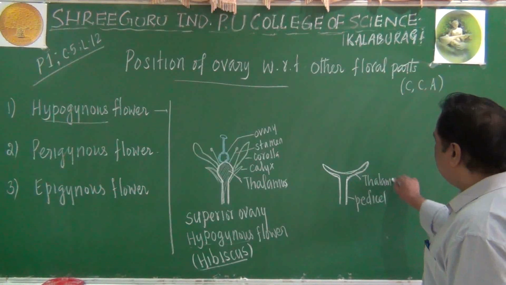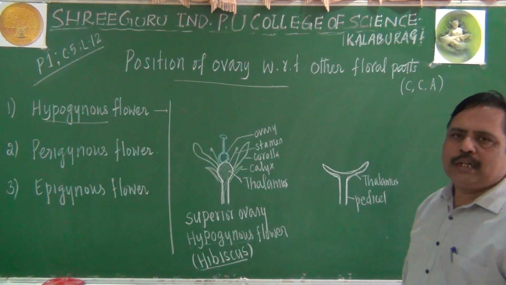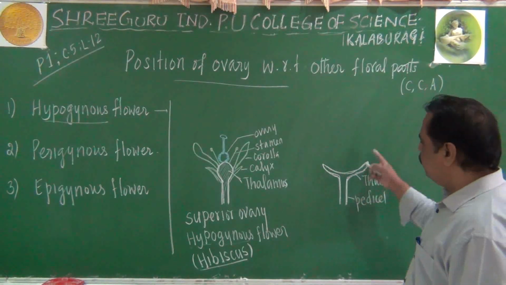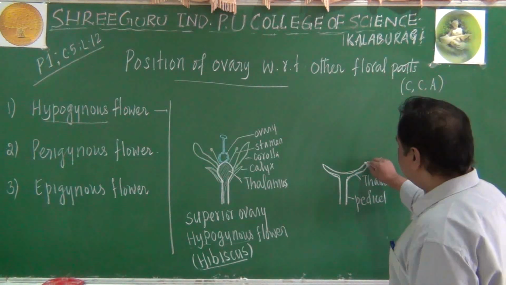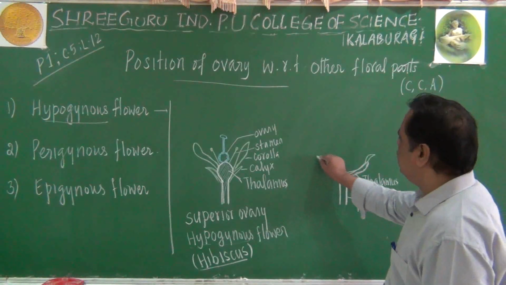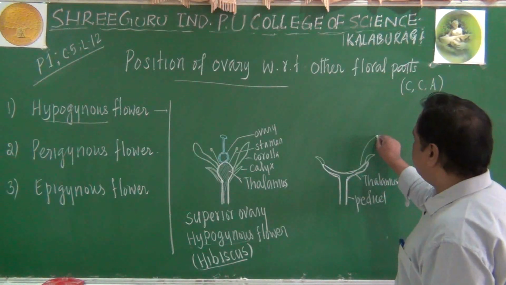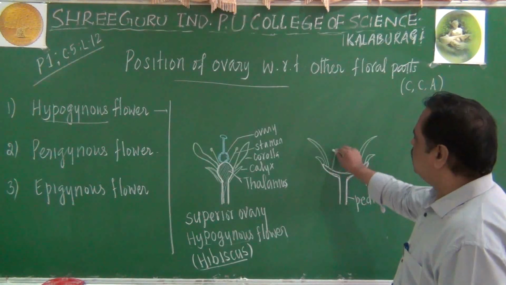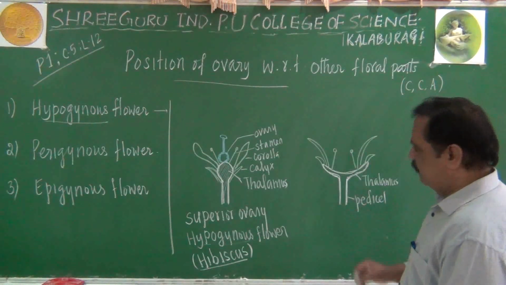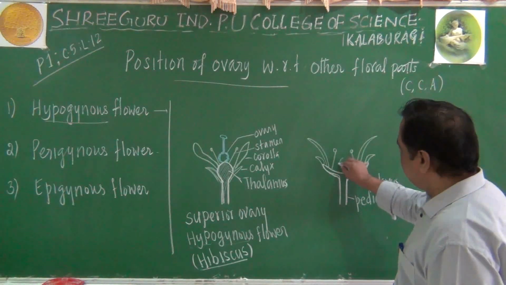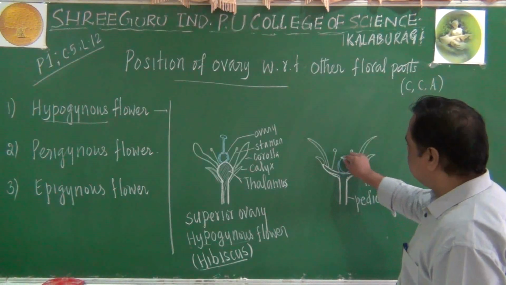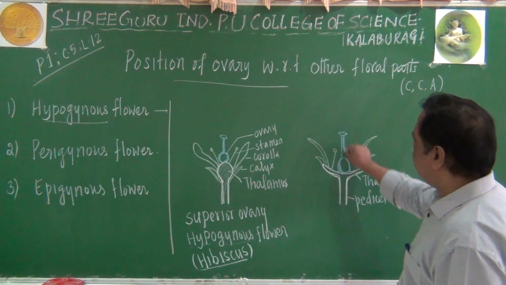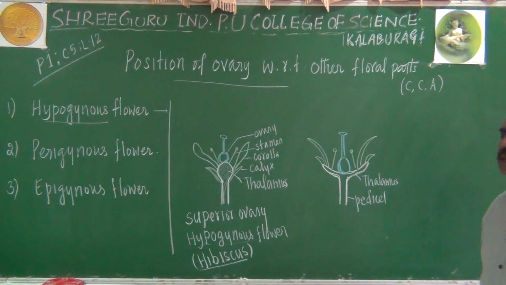Now, where are other floral parts arranged? Over this boat-shaped thalamus or flat thalamus, we can see calyx like this. We can see corolla or petals like this. Stamens are arranged like this. And ovary is arranged like this. This is the ovary. Style and stigma we can say. This is the gynoecium we can say.